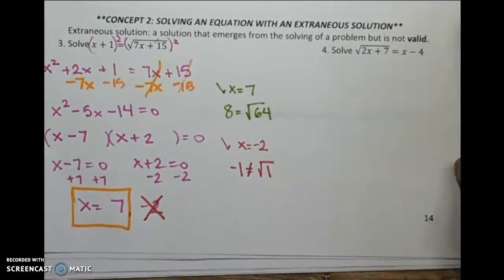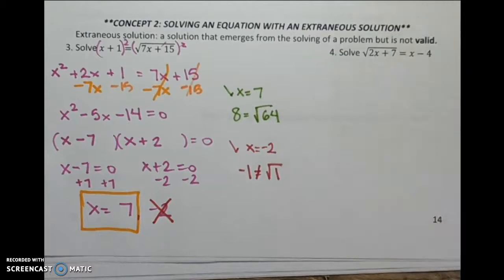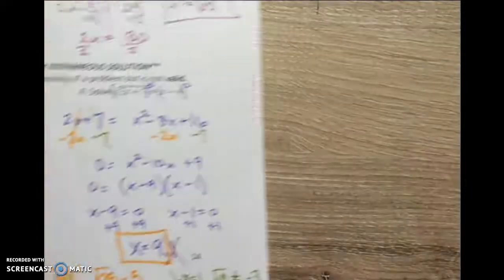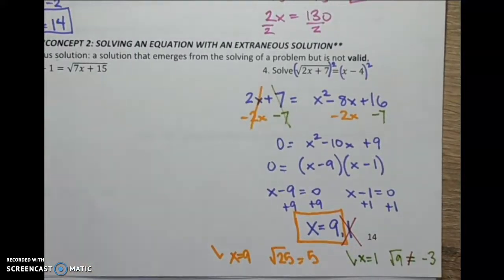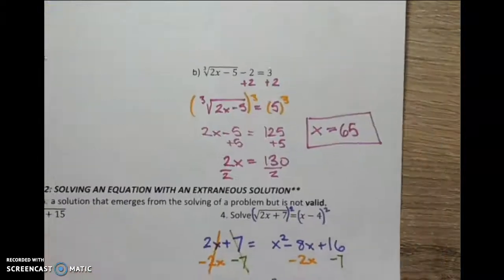Alright, you are going to do the same thing with number 4. Please make sure you check your solutions for a possible extraneous solution. Pause now because I'm going to go ahead and show number 4. Here's number 4. The answer is 9 and only 9. Even though you solve for 9 and 1, 1 does not work when you put it back into the equation. Okay, let's go to concept 3.